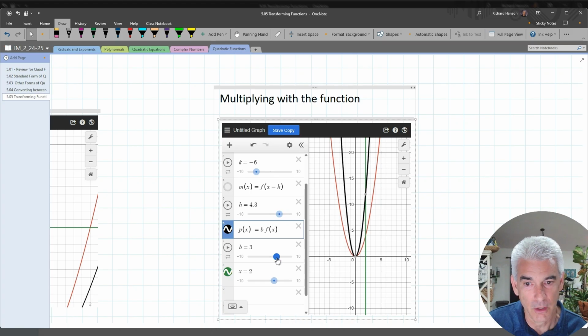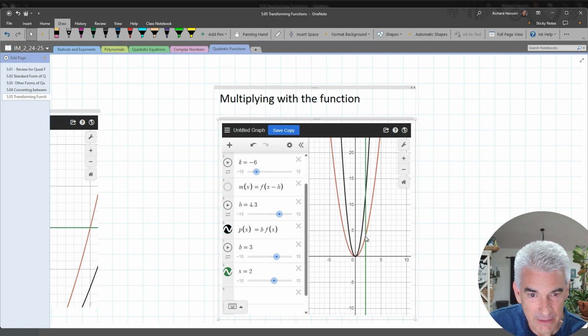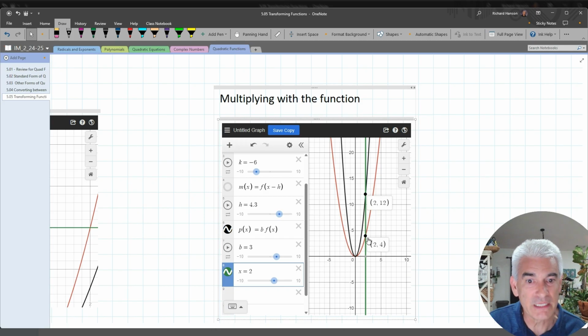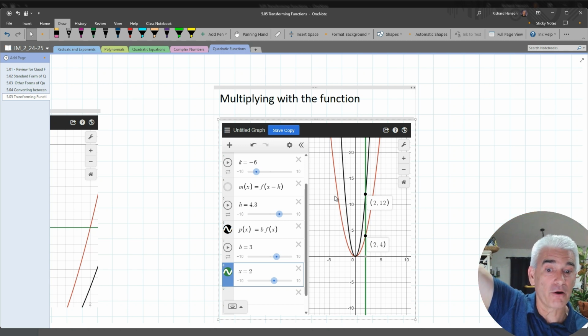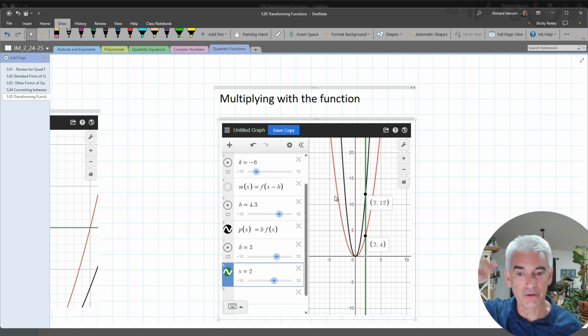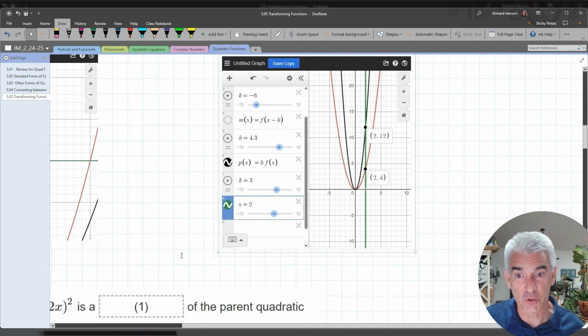If I were to triple it, then on the original graph, (2, 4) is on here. On the new graph, (2, 12). It took every point on this red graph and it stretched them all 3 times farther away. It made all of their y coordinates 3 times as high. So it's a vertical stretch.